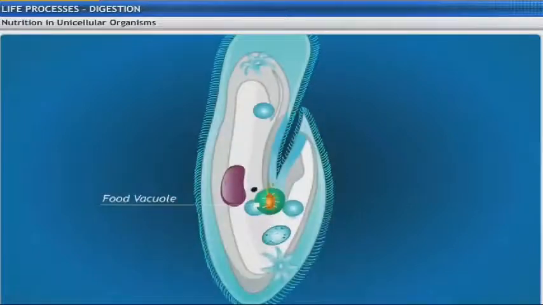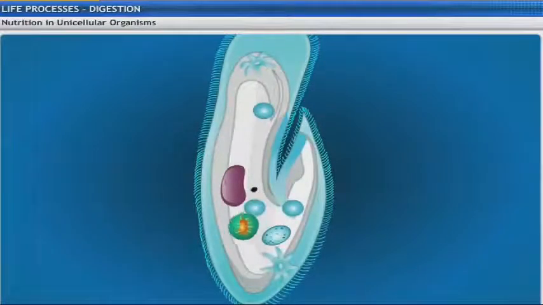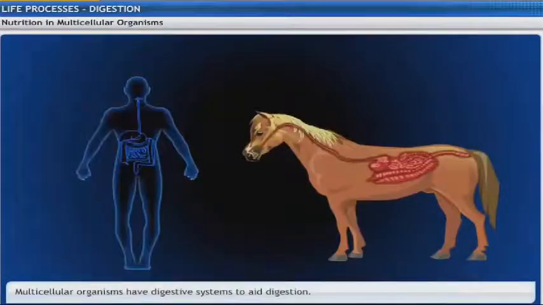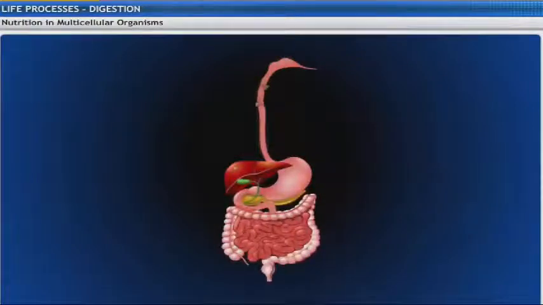Inside the body, the food enters a food vacuole, where it is broken down into simpler form. Simple molecules are absorbed and waste material is thrown out. Multicellular organisms have specialized and complex organs for digestion, which form a digestive system. In the digestive system, food is taken in, broken down into a simpler form, and absorbed. The waste material is thrown out.